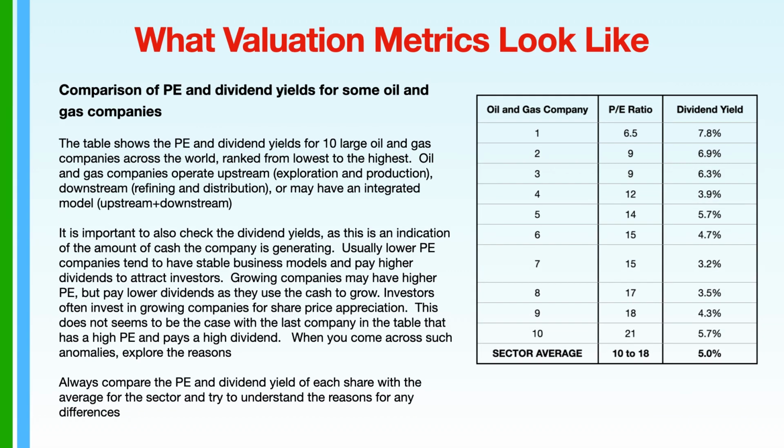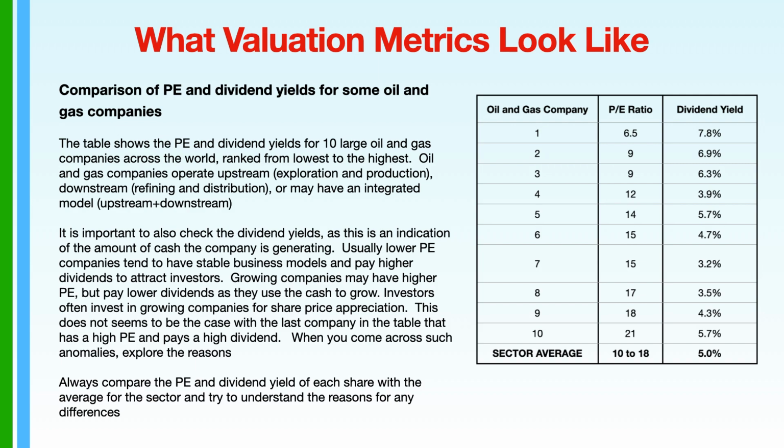Let's look at what valuation metrics look like. Here we have a comparison of the PE and dividend yields for 10 large oil and gas companies across the world. These are ranked from the lowest to the highest PE. Oil and gas companies operate upstream, that's exploration and production, downstream, which is refining and distribution, or may have an integrated model, which combines both upstream and downstream.